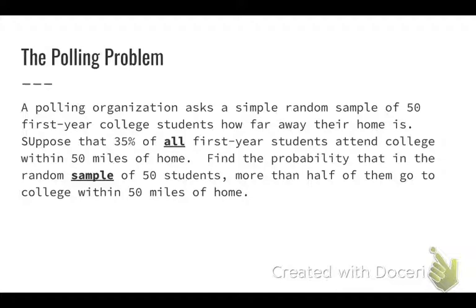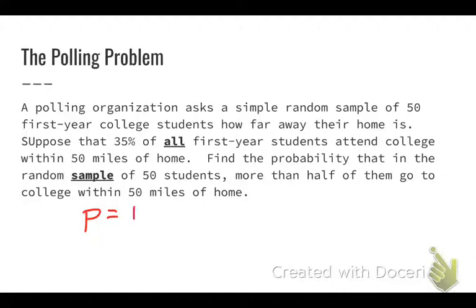Find the probability that in the random sample of 50 students, more than half of them go to college within 50 miles of home. So what we're going to be doing is setting up our full worked out solution. For a full worked out solution, the first thing you always want to do is identify what your parameter is. In this case, we're talking about proportions. So my parameter is p, the proportion representative of the population.